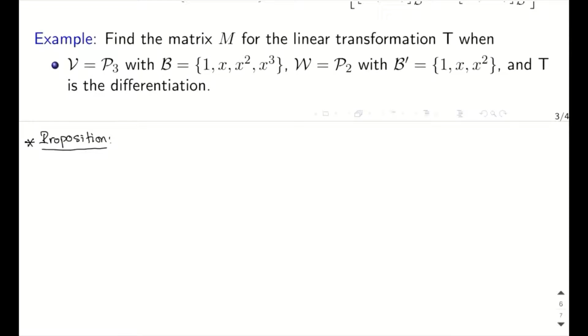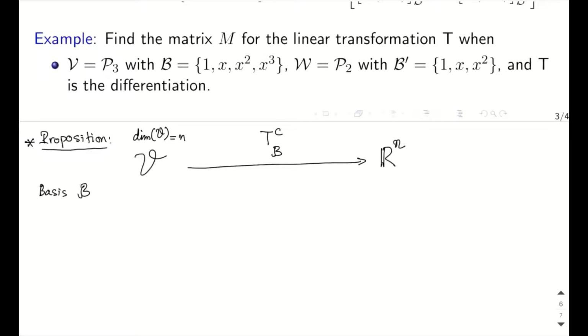All right, let me briefly draw what is going on. So you have the coordinate transformation with respect to a basis B. That will take a vector in V, n dimensional. That means the target space is going to be Rn. In this V, you have the basis B of x1, x2, ..., xn.